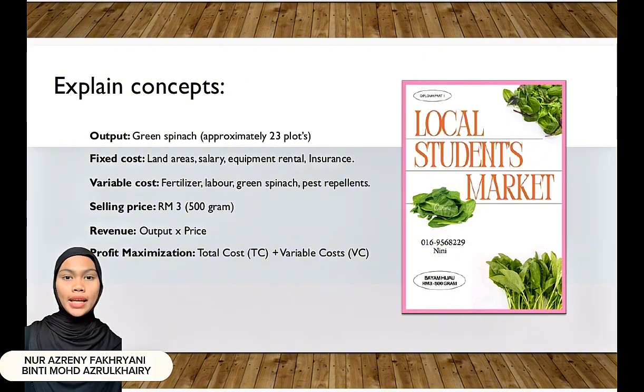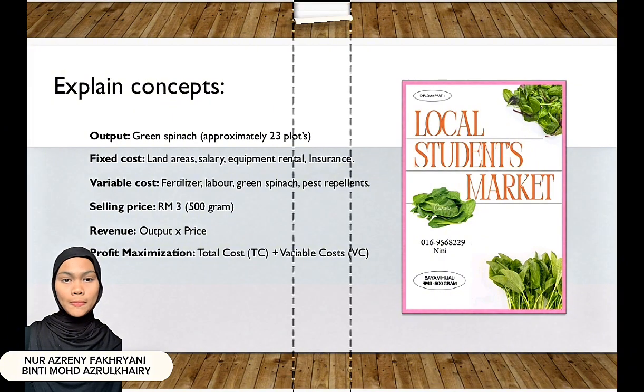4. Selling price. The market price for spinach is RM3 per 500 grams. Revenue. Revenue is calculated by multiplying total output by the selling price. Profit maximization. To maximize profit, we compare total revenue with total cost. Profit equals revenue minus fixed cost plus variable cost.